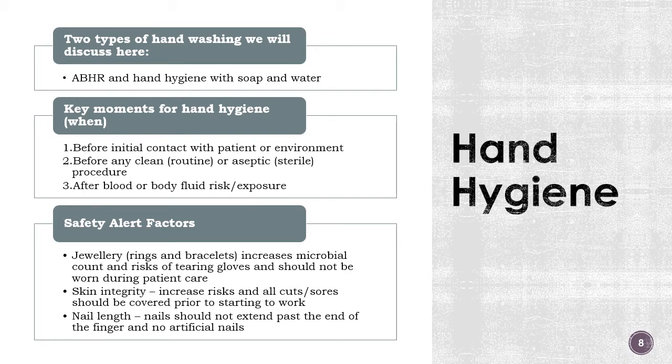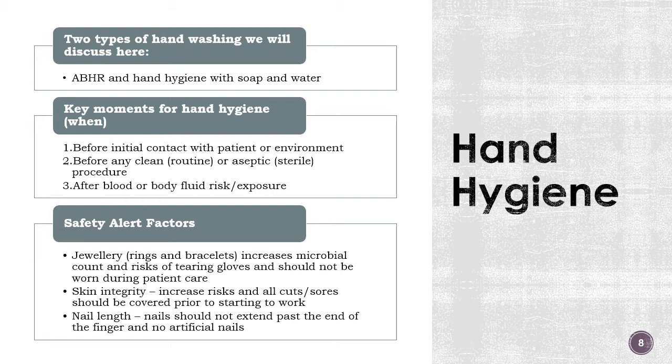So now that our working surface is clean, the next thing to do is to work on cleaning the doctor. And the first step is to perform hand hygiene and sterilize the doctor's hands. This is actually a very important step and is often overlooked. And the two types of hand hygiene we will be discussing are firstly the alcohol-based hand rubs and then hand hygiene with soap and water.